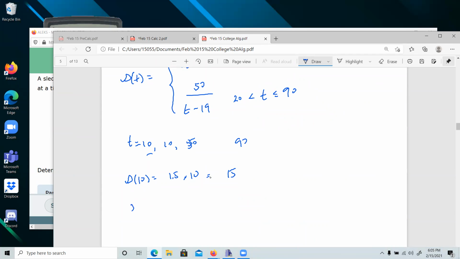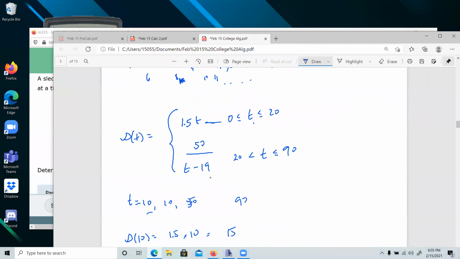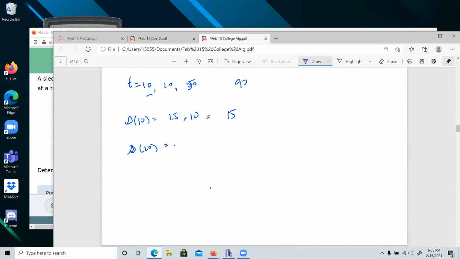At 20, we'll say s of 20 equals, and then we have to see which rule we're in. Well, 20 gets to follow the first rule still. So this is 1.5 times 20, and it looks like we're at 30 feet per second.